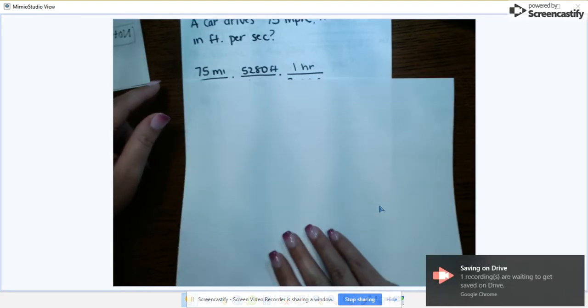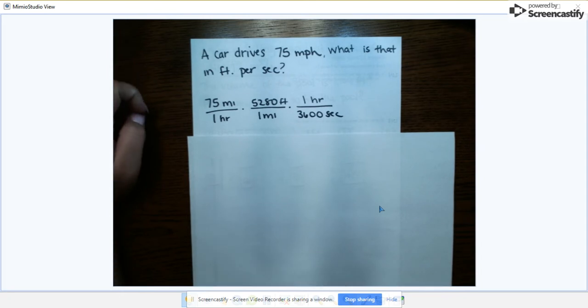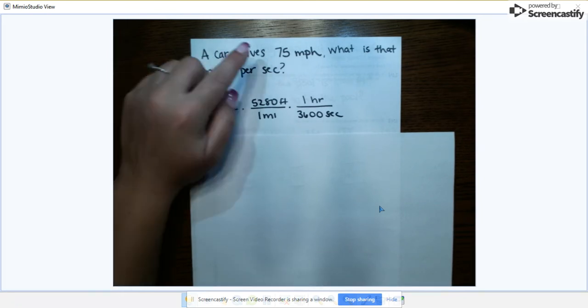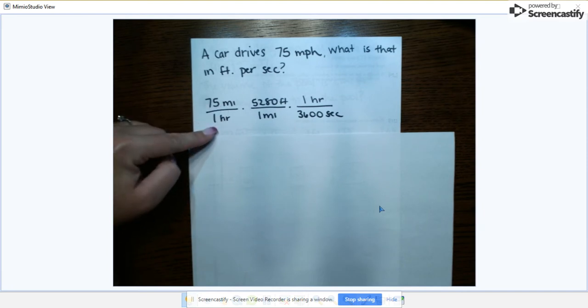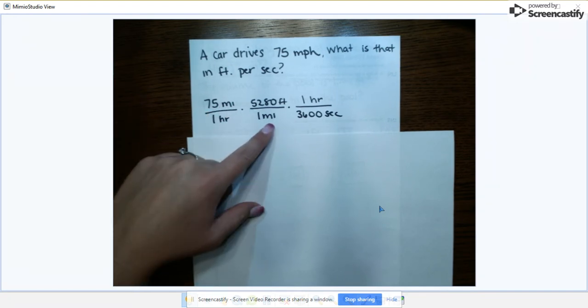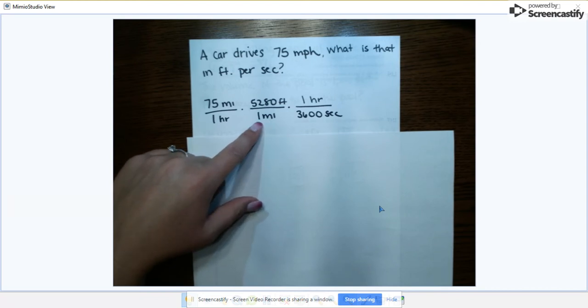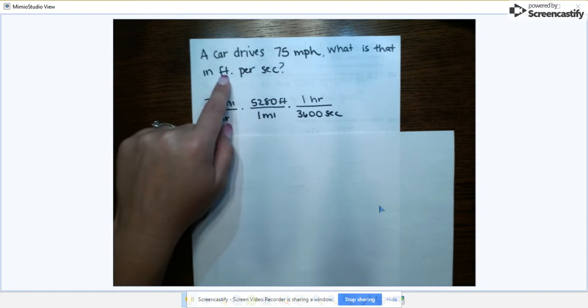Okay, here is an example. We have a car driving 75 miles an hour and we want to know how many feet per second that is. So again, we start with what we know, so 75 miles over 1 hour. And this time we need to change both labels. So we're going to start by canceling off this mile by putting mile on the second fraction in the denominator. We know 1 mile is 5,280 feet. Again, I put feet because that's what our ending label needs to be.